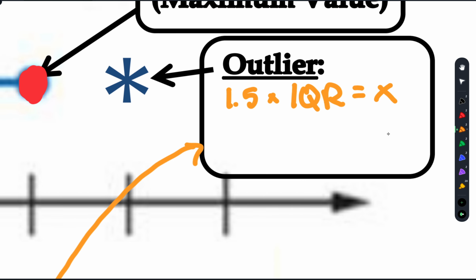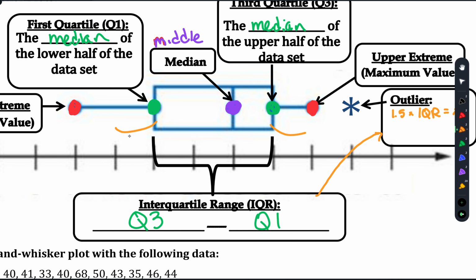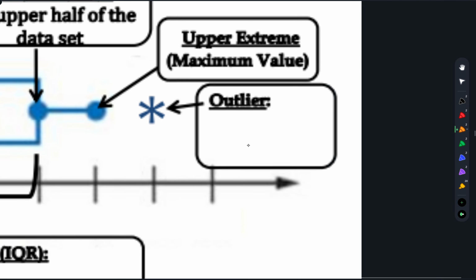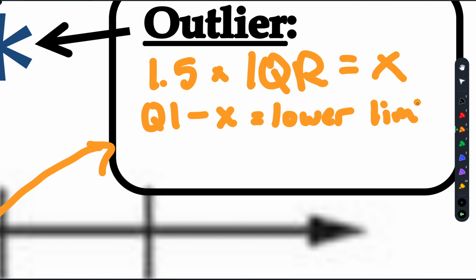Then we need to figure out, from each end of our box, we can go in either direction at most that X amount of spaces. Anything more than that X amount of spaces away is going to be an outlier in our table. So I'll write this down for us. We take quartile 1, subtract X, and that becomes our lower limit. Or we take quartile 3.